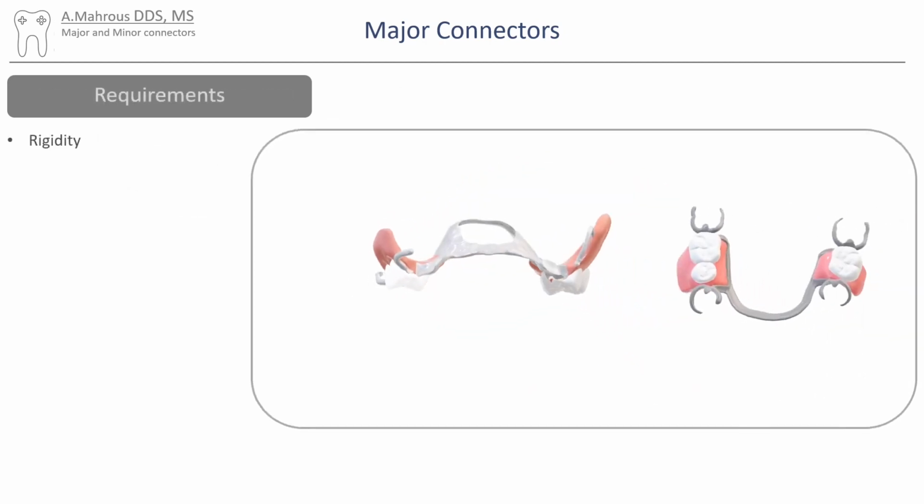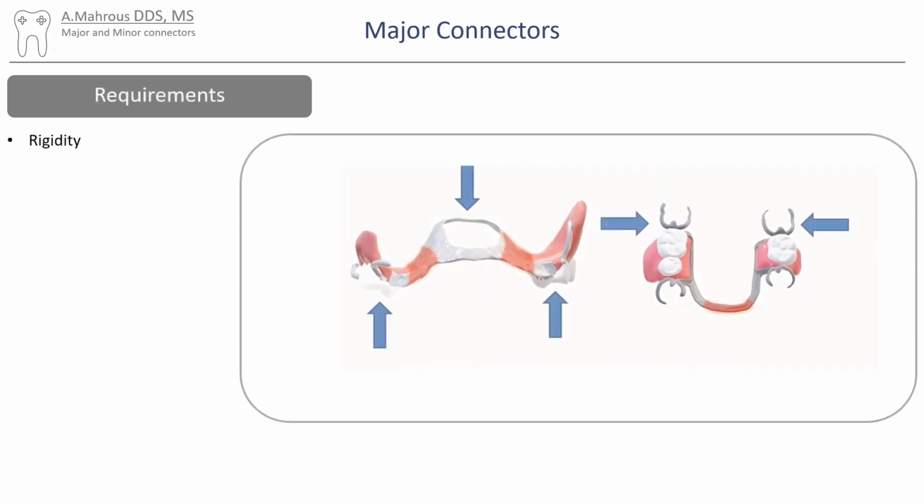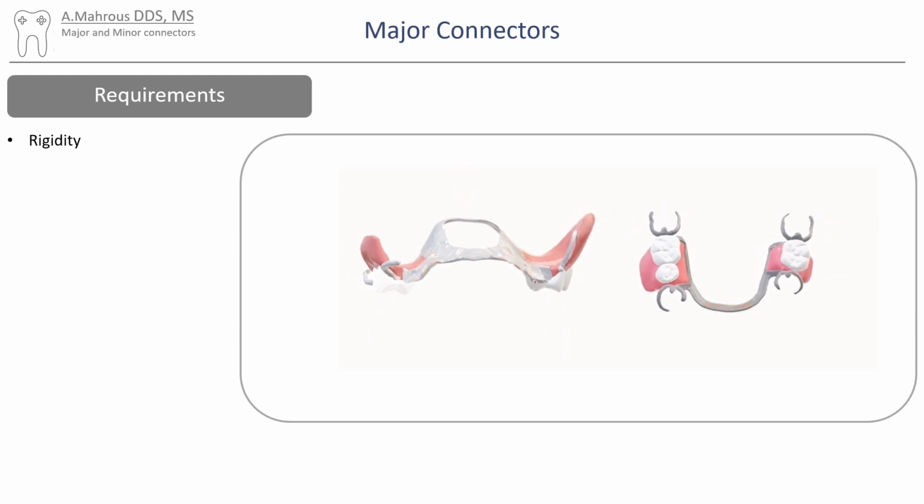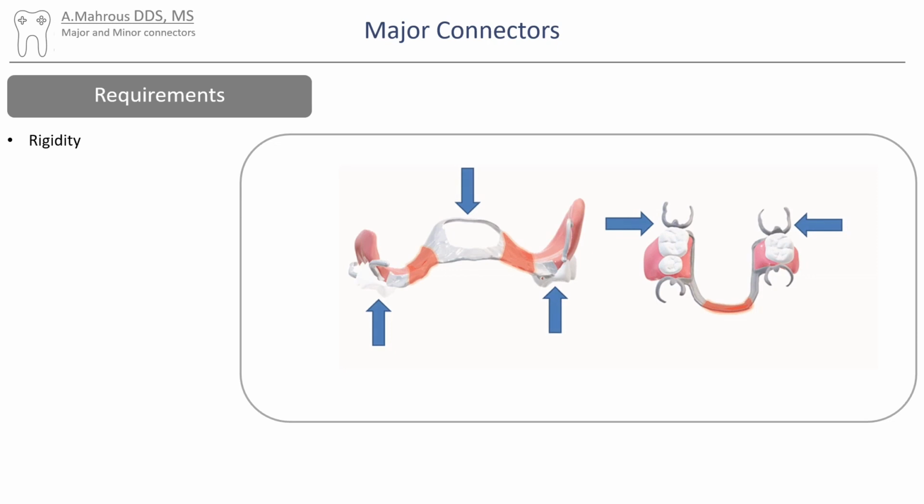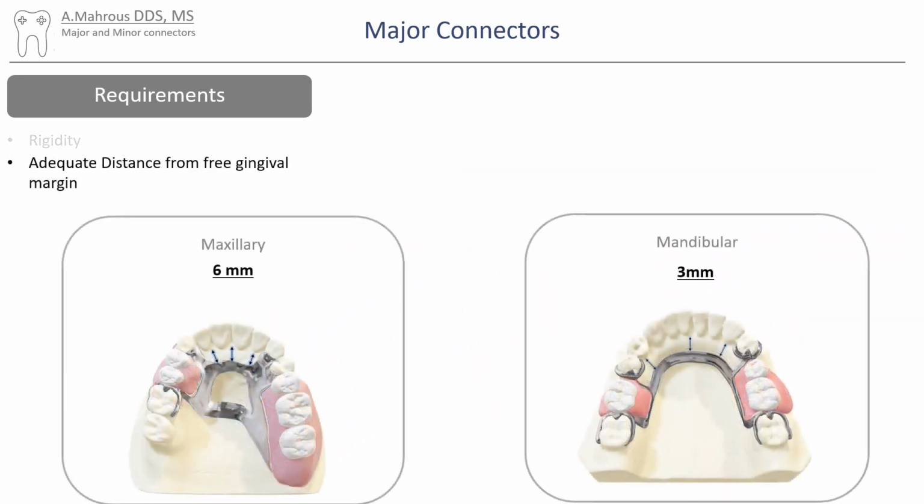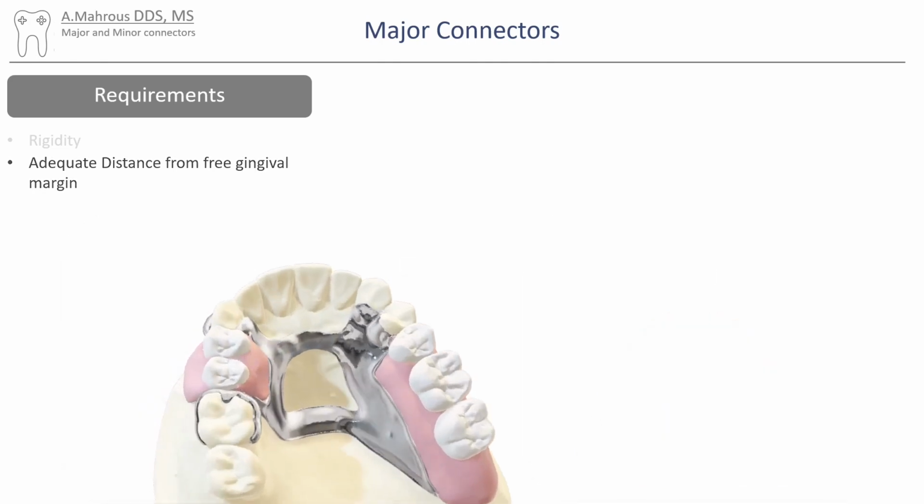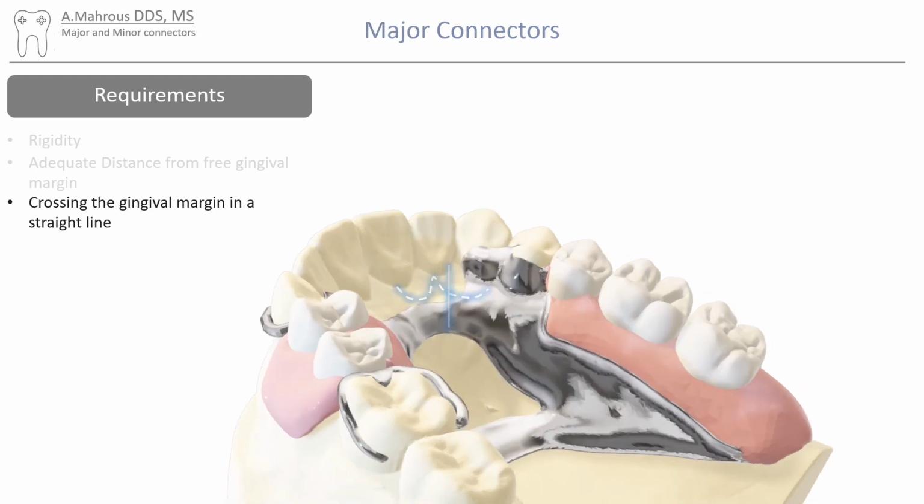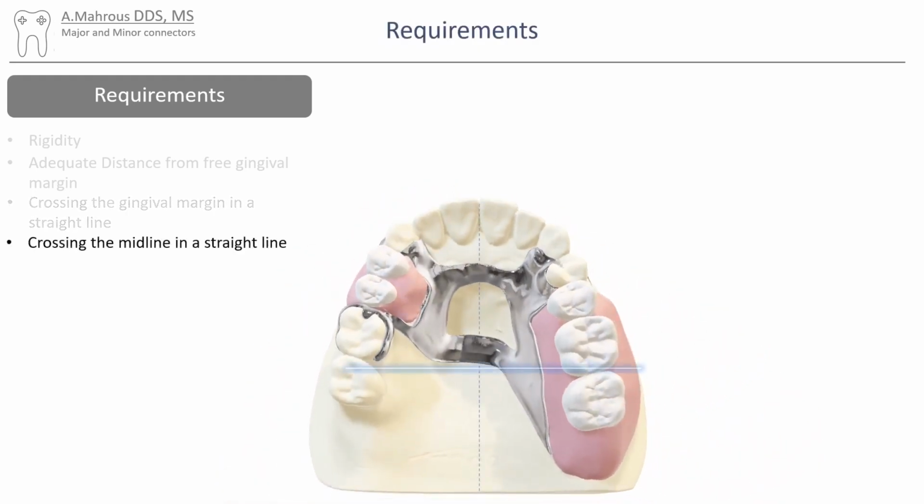Now let's move on to the requirements of major connectors. First and foremost is rigidity. In order to fulfill any of its functions, the major connector needs to be rigid and resist flexure. The RPD needs to also maintain adequate distance for hygiene between it and the free gingival margin. On the maxillary arch, it's 6 mm, and on the mandibular arch, it's 3 mm. Whenever the major connector crosses the free gingival margin, it needs to do so in a straight line, and whenever it crosses the midline, it also needs to do that in a straight line.